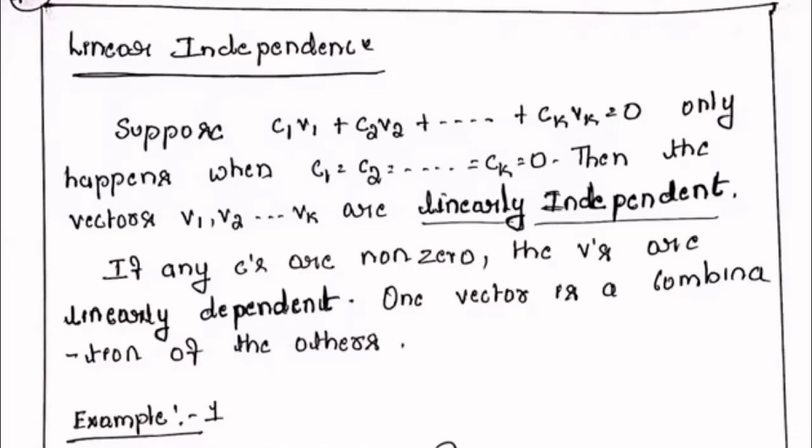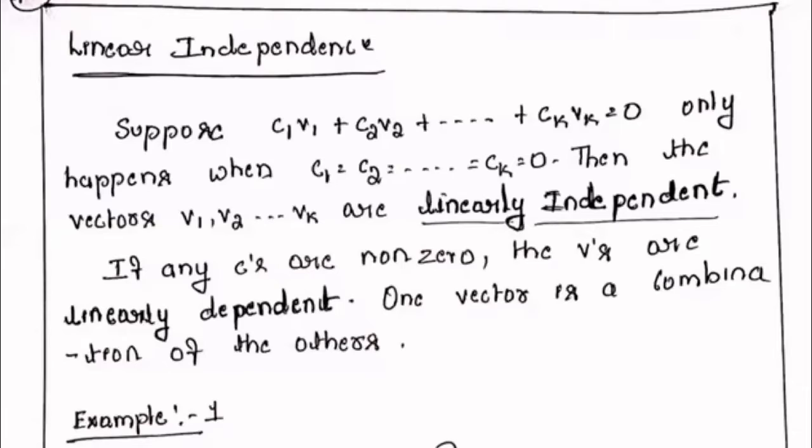In other words, you can't express v2 in terms of v1, and you can't express v3 in terms of v1 and v2. That is the meaning of linearly independent: you can't express one vector from the other vectors. That is the meaning.